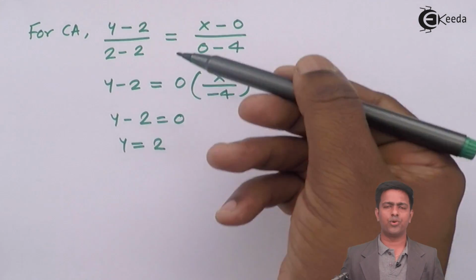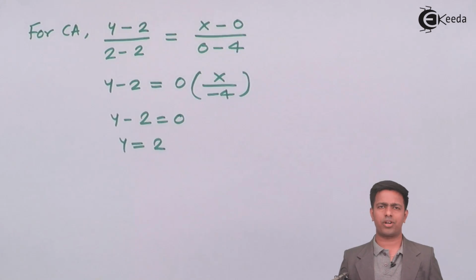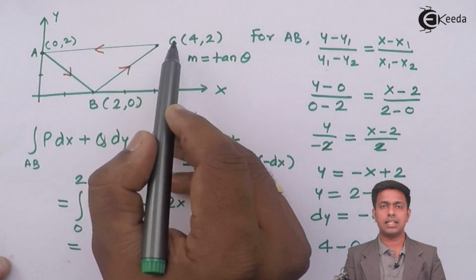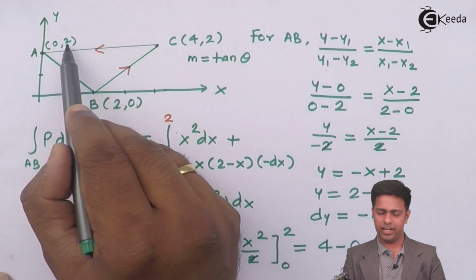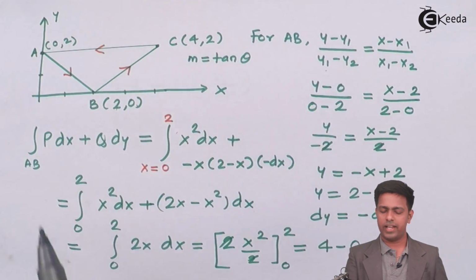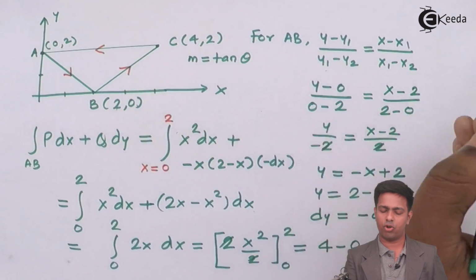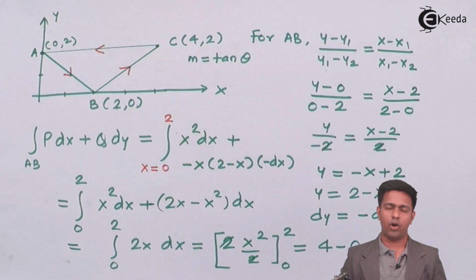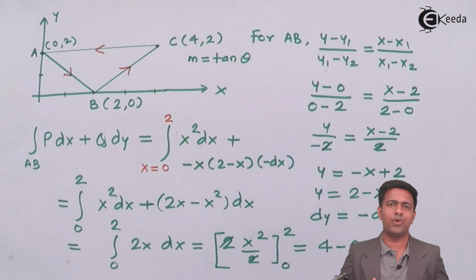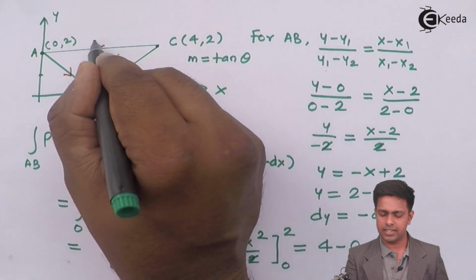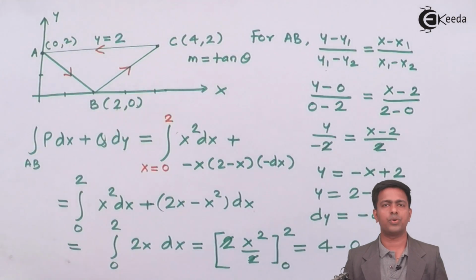Here I've used one method. Now I'll show you a shortcut method to find the equation of the line along CA. Along CA, the y coordinate is 2, and here it is also 2, so it is not changing. If I extend this line to the right hand side or the left hand side, the x coordinate will change, but the y coordinate will always remain the same, equal to 2. Therefore we can directly say that the equation of this line is nothing but y equal to 2.